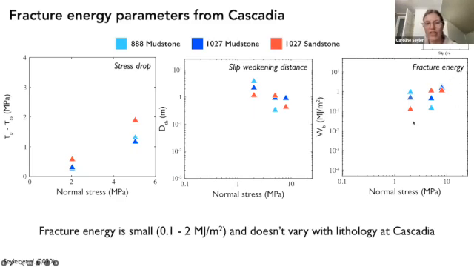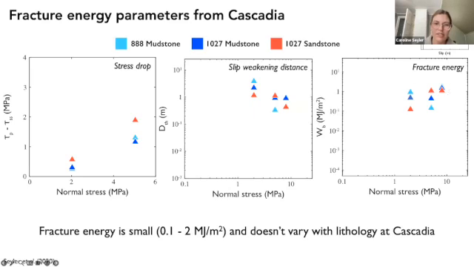So one of the reasons we might be interested in how this is changing with normal stress is thinking about how we might be able to apply our results to those shallow depths. Most of these high velocity machines are limited in the amount of normal stress they can apply. So we want to think about how we can extrapolate these results to more realistic depths at subduction zones.